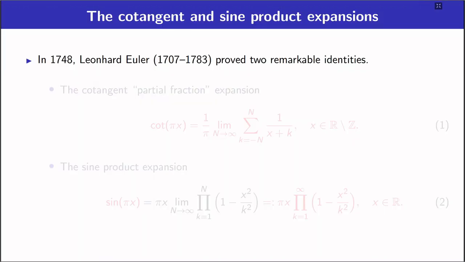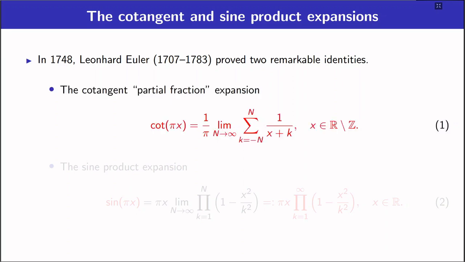So, the cotangent and sine product expansions. In 1748, Leonard Euler, who lived from 1707 to 1783, proved two remarkable identities. The first is the cotangent partial fraction expansion. Of course, it's not really a partial fraction expansion, because cotangent is not a rational function, but it has the flavor of a partial fraction expansion. You'll notice automatically that the right-hand side has poles at the integers, as does the cotangent function.